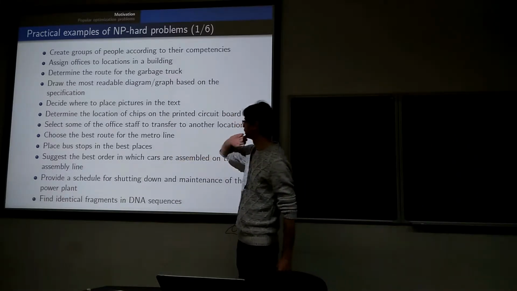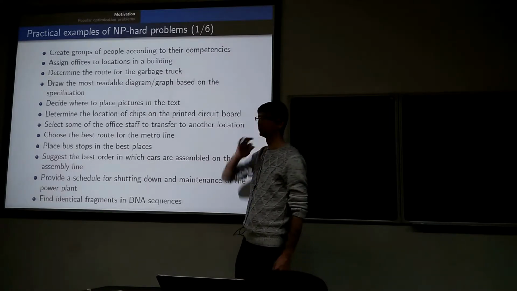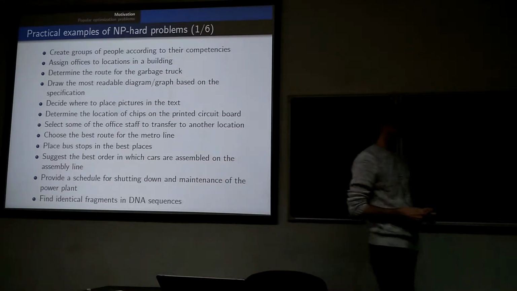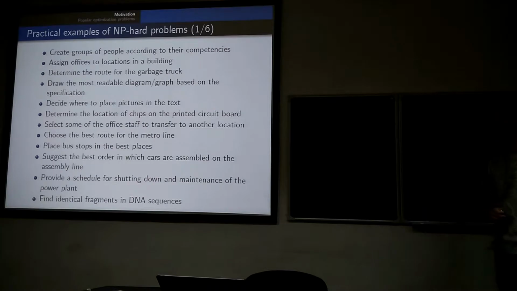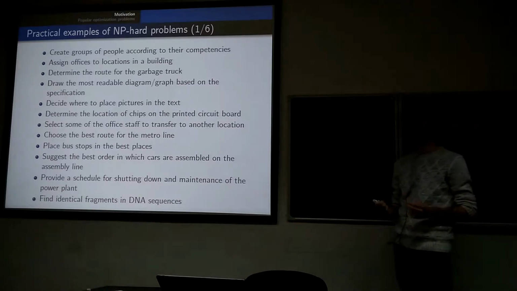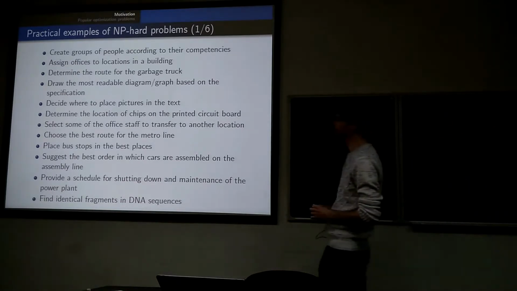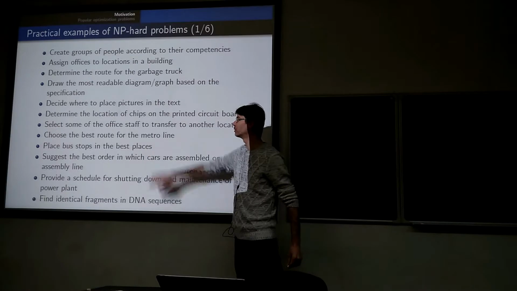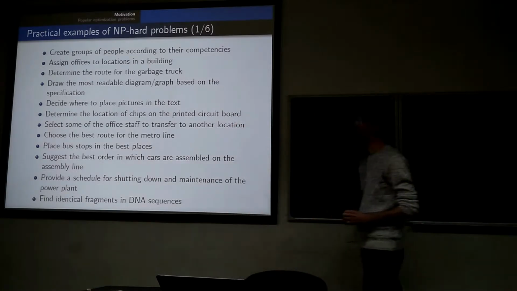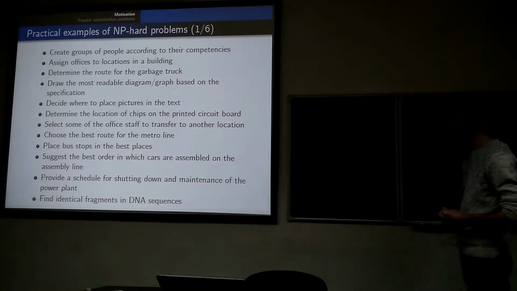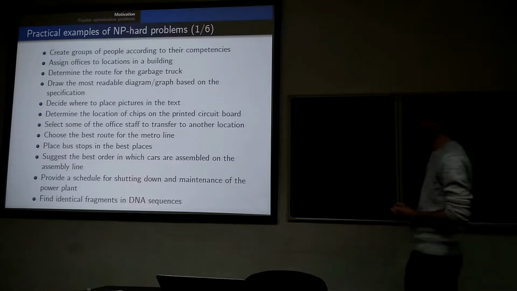Place bus stops in the best places. So probably you remember I talked about this difference between optimization and decision support. And I mentioned that in decision support we usually have a smaller number of solutions and you focus on humans. So this would be a good example of where decision support makes more sense.